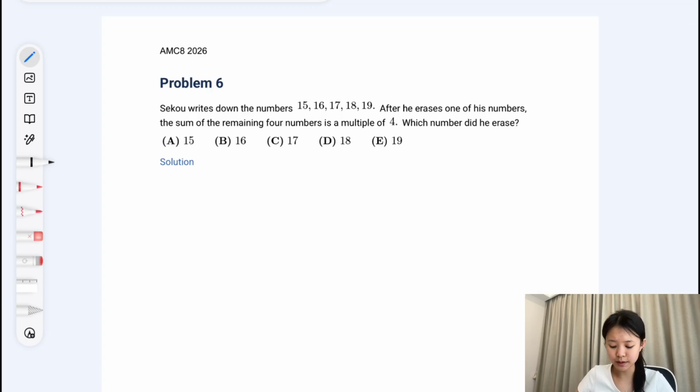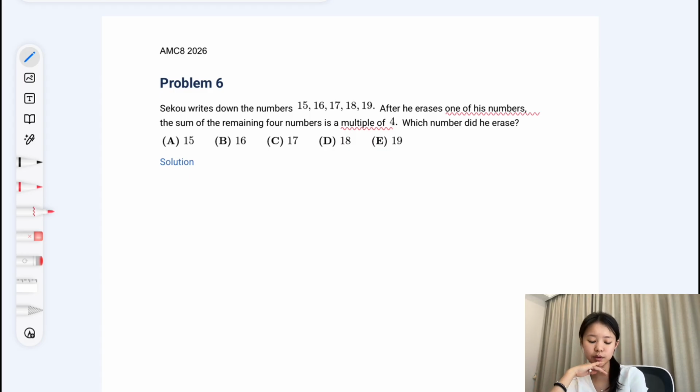These numbers 15, 16, 17, 18, and 19 are written down. After he erases one of the numbers, the sum of the remaining 4 numbers is a multiple of 4. Which number did he erase? Something we can do here is find the whole sum of all 5 of these numbers, and then find a way to minus one of them that will result in a multiple of 4. Then we're able to take out which number is specifically being removed.